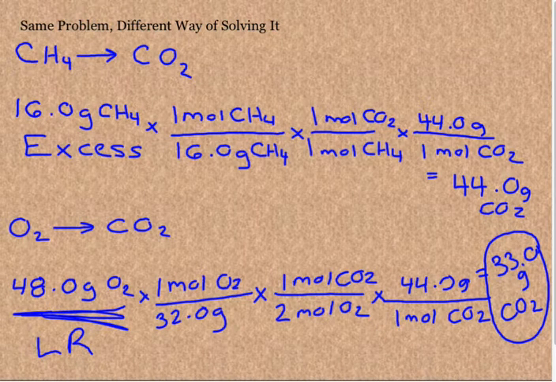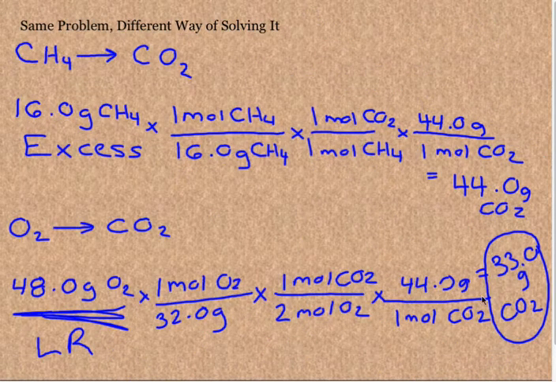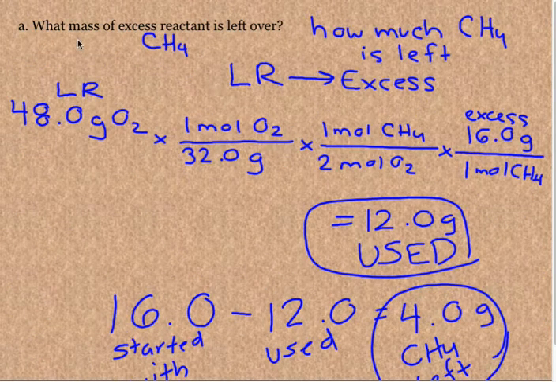Another thing you can do, and they frequently ask you to do with limiting reactants, is they say how much of the excess reactant is left over. What you have to remember is we said that the oxygen is our limiting reactant. Well, that means that the methane is our excess reactant. So how much of the excess reactant is left over? Methane is our excess reactant.